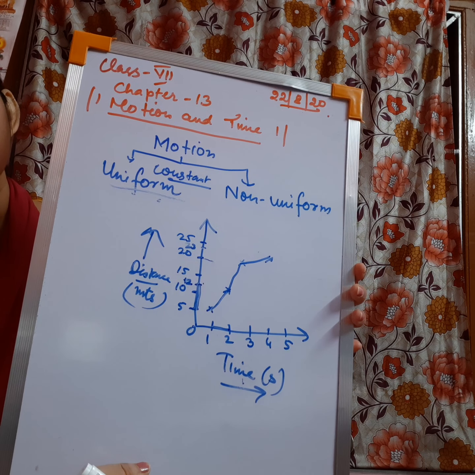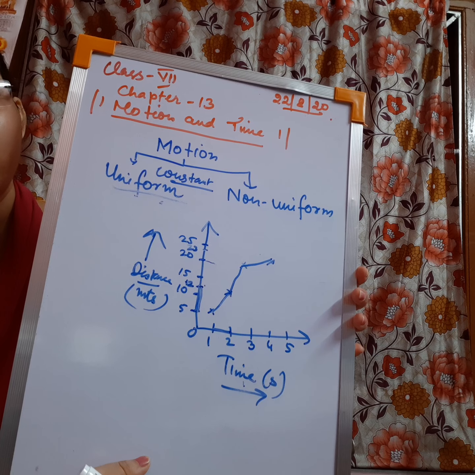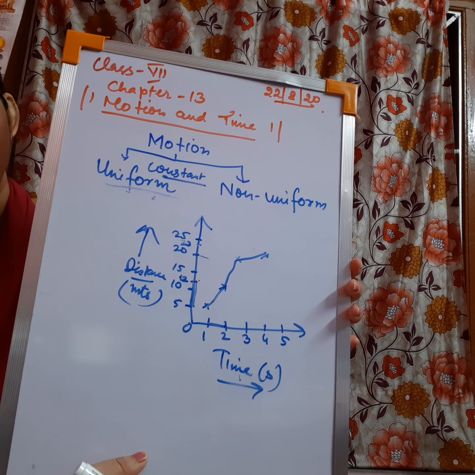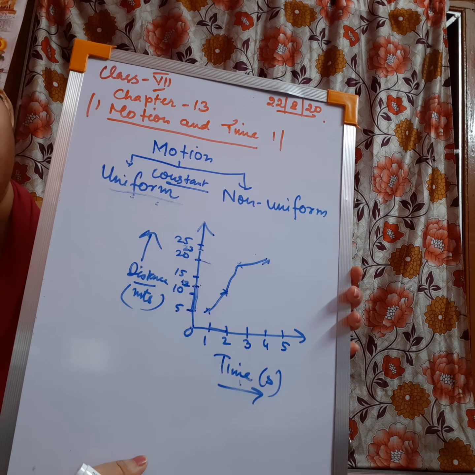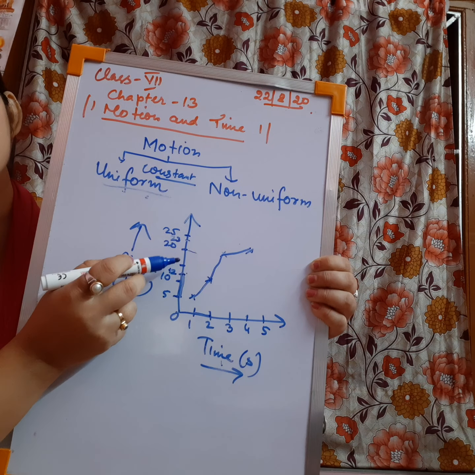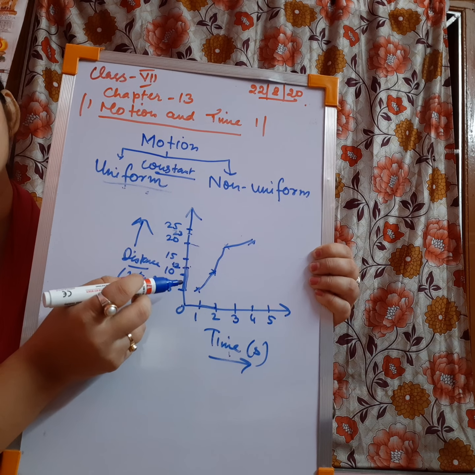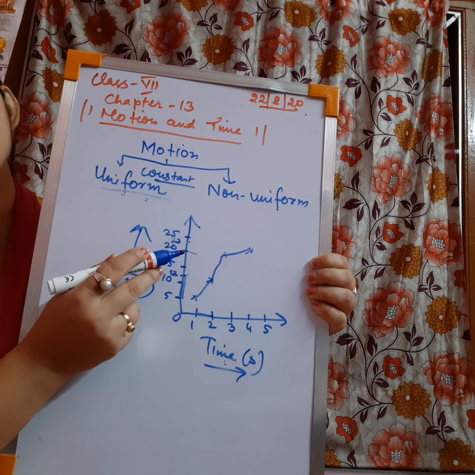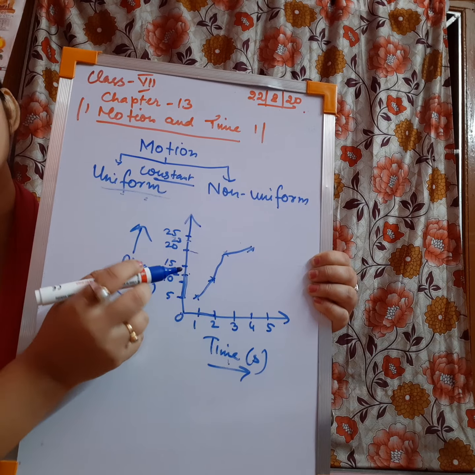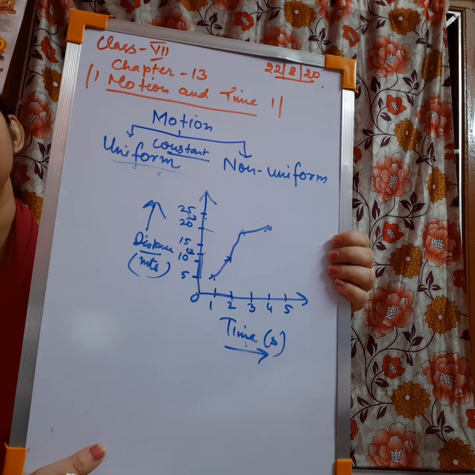That means a body is said to be in non-uniform motion when it travels unequal distances in equal intervals of time. Okay, time is equal, 1 second, but here the distance is becoming unequal. Instead of 5 meters every second, it is sometimes going 3 meters, sometimes 8 meters, sometimes 7 meters. So in this way the distance is unequal.